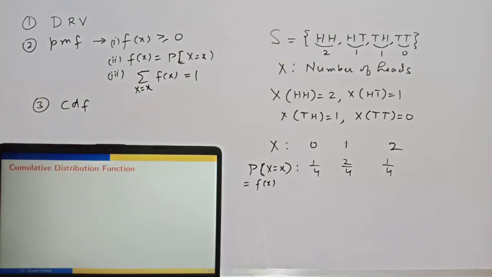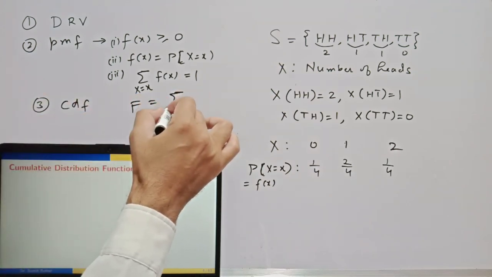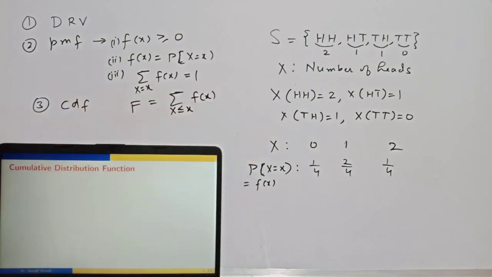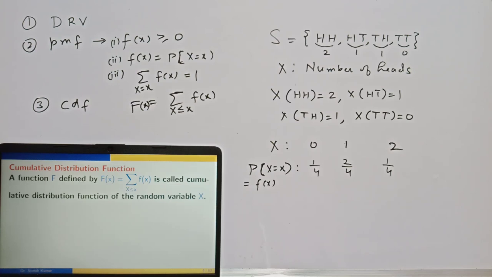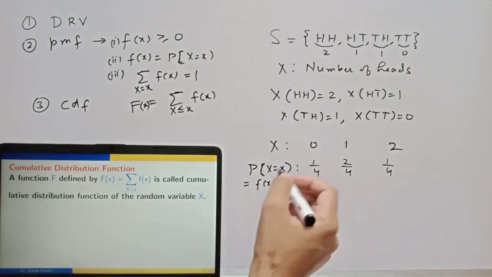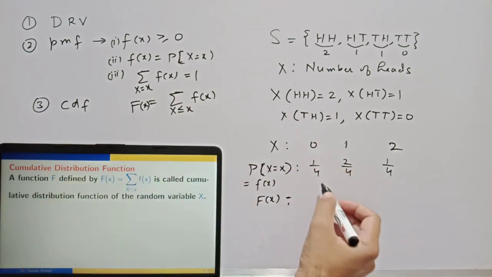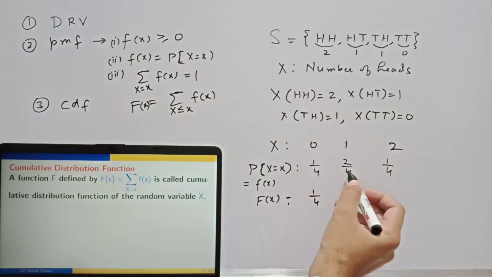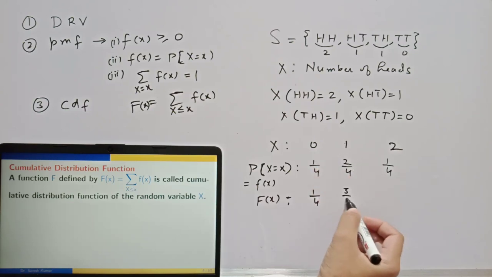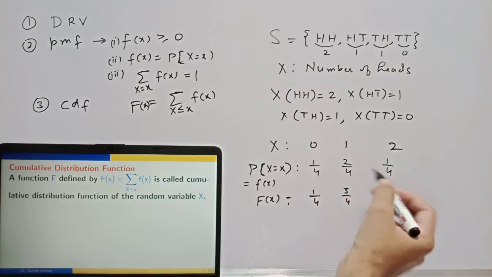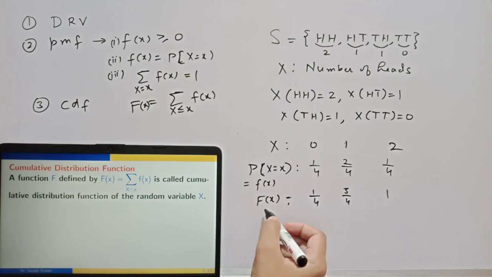Next is CDF, cumulative distribution function. What is this function? Sum of the probabilities up to a given value of x. Cumulative means you are just adding the probabilities. In this example, what is the CDF? What is F(0)? Up to 0, what is the probability? 1 over 4. Up to 1, add these two, X less than or equal to x. So if x is 1, it means you will add these two probabilities, at 0 as well as 1. What do you get? 3 over 4. Capital F(2) means up to 2. Whatever probabilities are there, add all those values. So you get 1. So this is the CDF in this case.